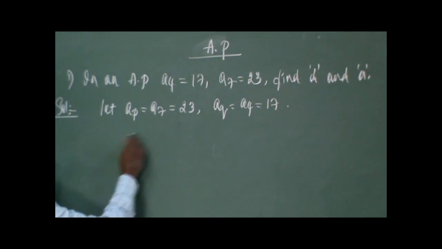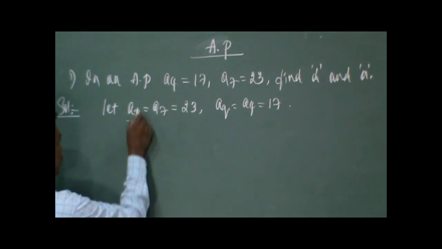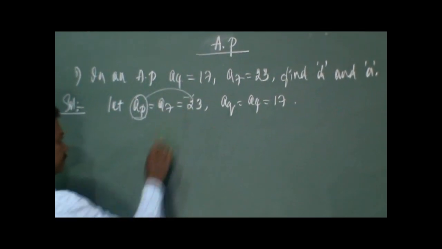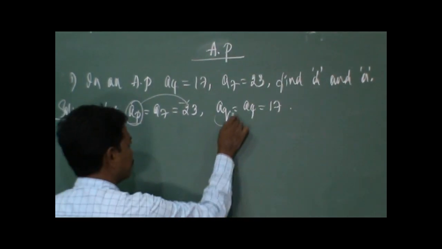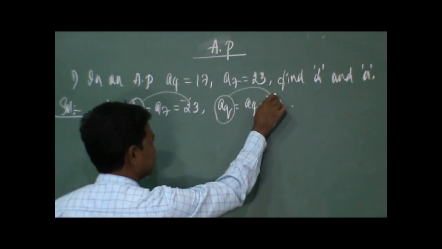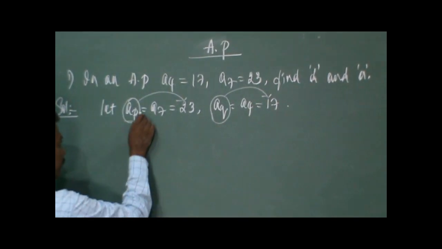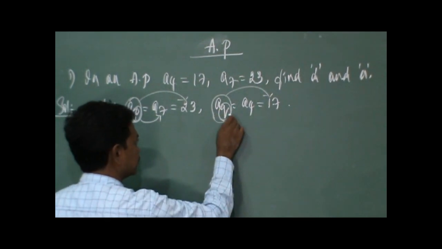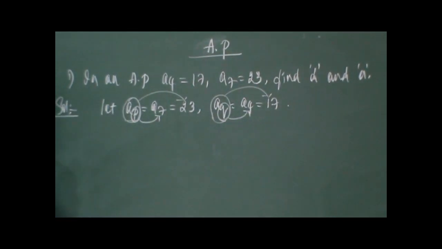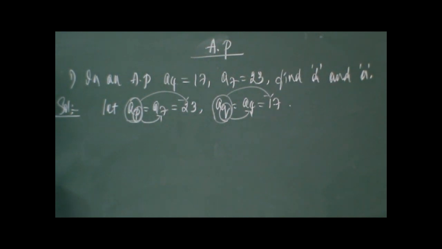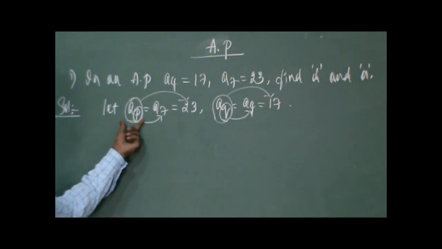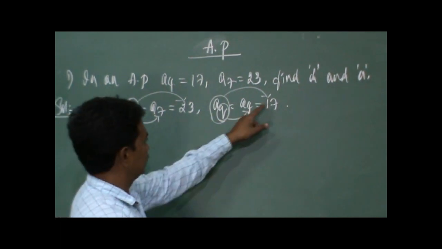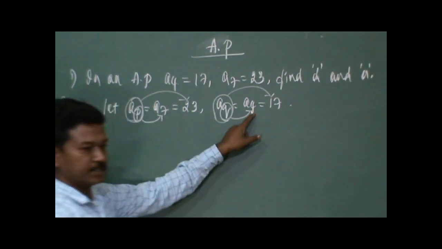Now, the entire value of AP is 23 and the entire value of AQ is 17. But the value of P is 7 and the value of Q is 4. This is how we have to differentiate. Enter the AP value as 23, the value of P is 7. Enter the AQ value as 17, whereas the Q value is 4.